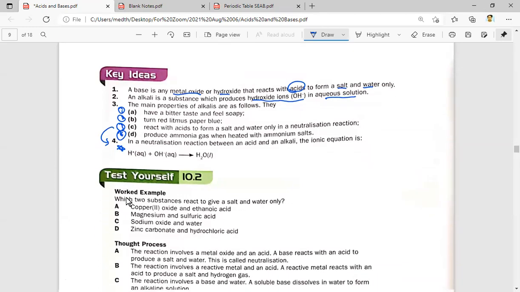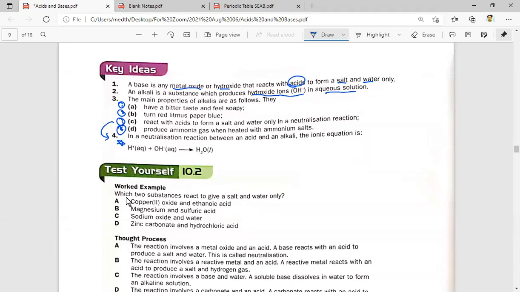So in summary, in terms of the reaction of acids and alkalis, if we don't count the bitter, sour taste, all kind of stuff, we just focus on what the acids and alkalis react with. You can actually summarize them into 4 main reactions. So the first one is acid plus metal. It will give you salt plus hydrogen gas.